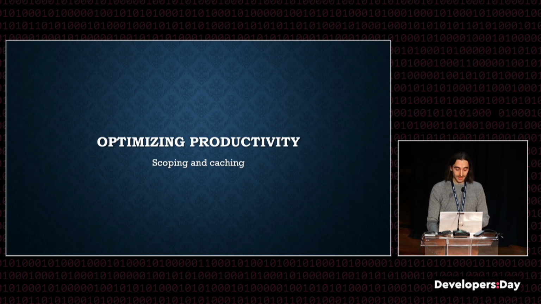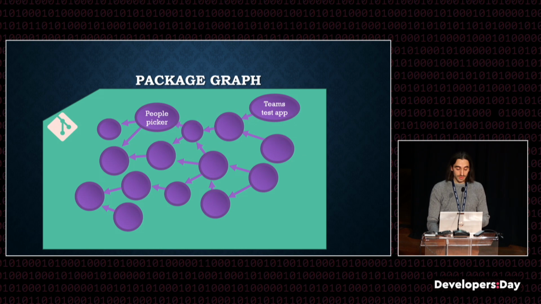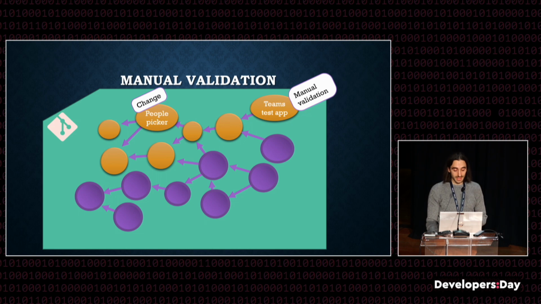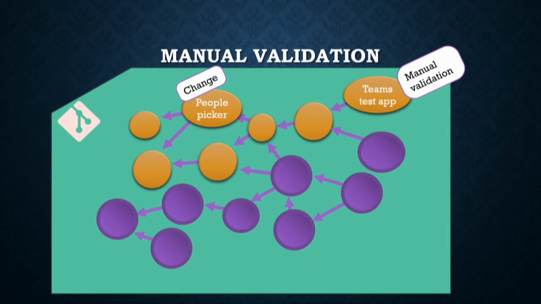And we need to go quickly over this one. So this is scoping and caching. We've seen earlier that within a repo, we can represent all the code in a package dependency graph. And that is very advantageous when it comes to optimization. For example, if I'm coding some change in the package called people picker, and I want to manually validate that it behaves as I want in the package called Teams test app, then locally on my machine or on my codespace, I only need to build this set of packages, and I can totally ignore the ones that are unrelated, because I know that the cloud validation will take care of validating everything else that I may have missed.